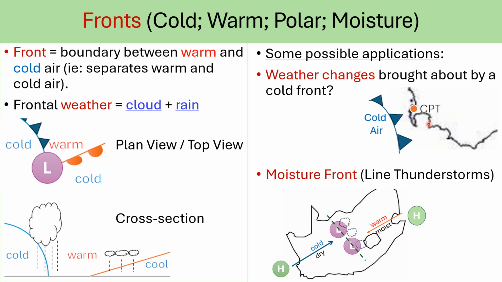Thirdly, the front will bring cloudy conditions to Cape Town in that the cloud cover will start to increase, and the front then also brings along with it rain over Cape Town. And in the case of the cold front, the rain will come down quite heavily. Moisture fronts occur diagonally across the interior of South Africa.